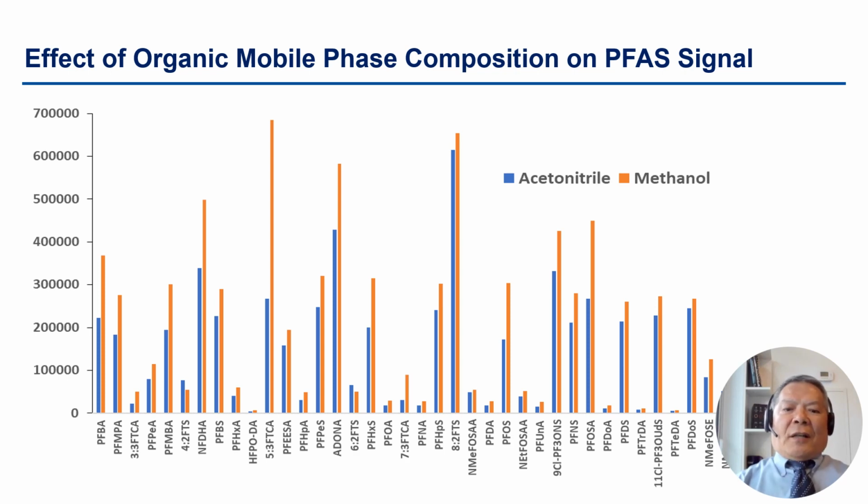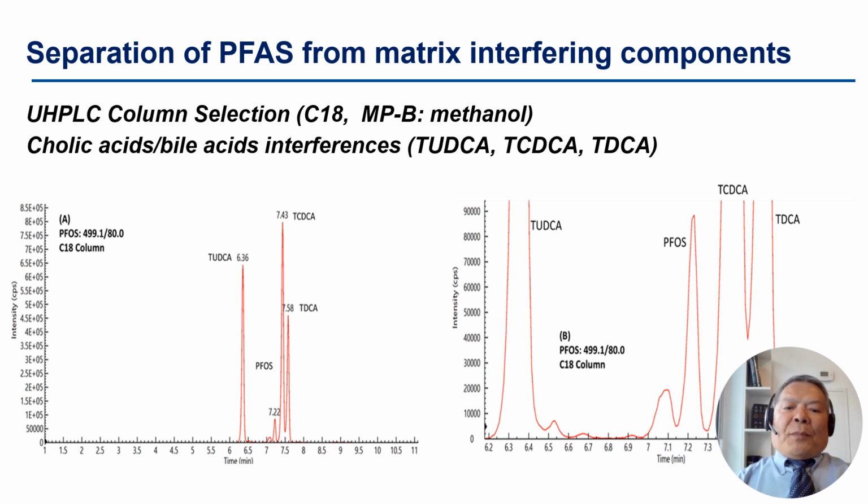In our study, we have found that methanol as organic mobile phase can boost the sensitivity compared with acetonitrile. However, using methanol as mobile phase and with a carbon-18 column, we cannot meet the requirement for separation of the cholic acid or bile acid from the PFOS. So the requirement by the method is a minimum 1 minute. You can see from this slide, the PFOS actually sandwiches between this bile acid. Therefore, this cannot meet the EPA method requirement.